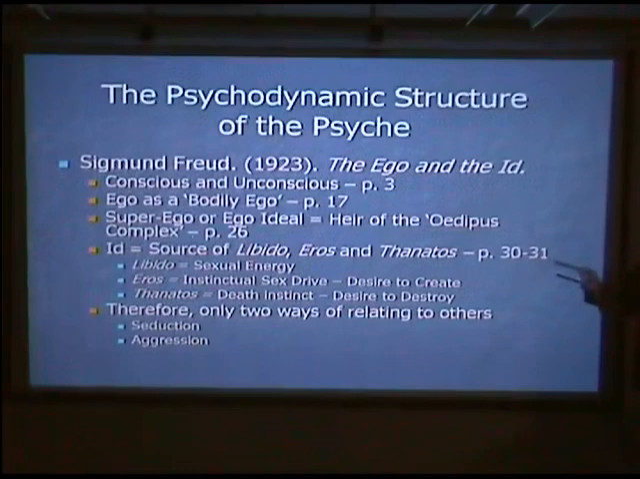And then he talks about the superego or the ego ideal, which is the heir of the Oedipus complex. We'll talk about that in a second. He talks about the id as the source of libido, eros, and thanatos.